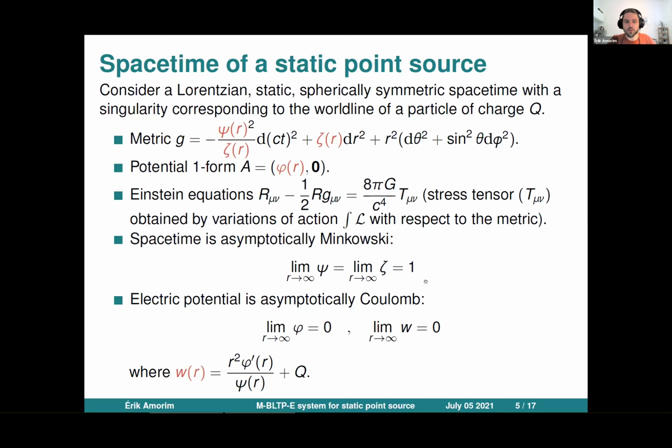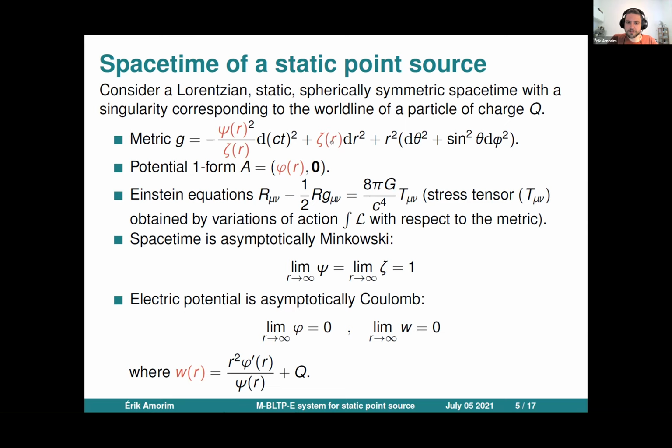So now you can talk about electromagnetism in GR if you have a tensorial formulation like this, but just for one particle. So consider a Lorentzian static spherically symmetric spacetime with a singularity, actually a one-dimensional line r equals zero, corresponding to the world line of a particle of charge Q. So a general spherically symmetric metric, I'm going to write it in this way. It has two unknown functions.